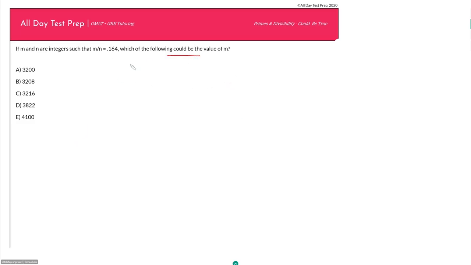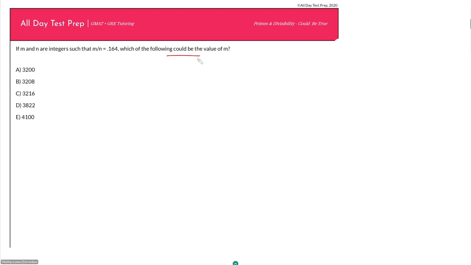And so in this case, why do they like to incorporate these could be true questions with divisibility? If you think about it, when we're talking about the number of factors that a number has or the number of multiples that a number can have, well, there are many possible multiples and many possible factors, and therefore they like to ask them in these could be true questions. So this question says, if m and n are integers such that m over n is equal to 0.164, which of the following could be the value of m?